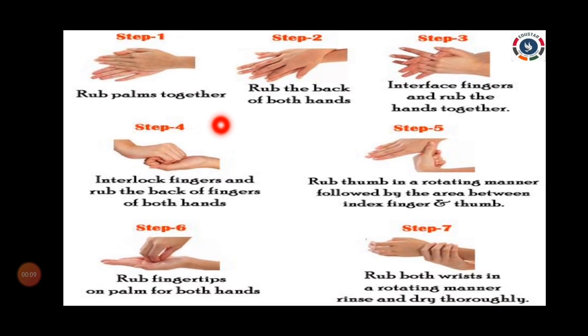Step 1, rub palms together. Step 2, rub the back of both hands. Step 3, interlace fingers and rub the hands together. Step 4, interlock fingers and rub the back of fingers of both hands. Step 5, rub thumb in a rotating manner followed by the area between index finger and thumb. Step 6, rub fingertips on palm for both hands. Step 7, rub both wrists in a rotating manner. Rinse and dry thoroughly. We need to wash our hands for 20 seconds.